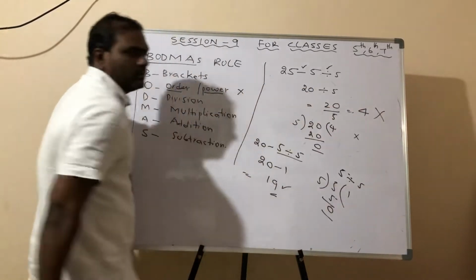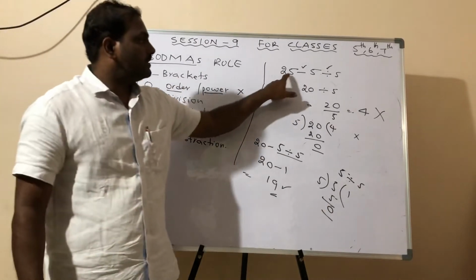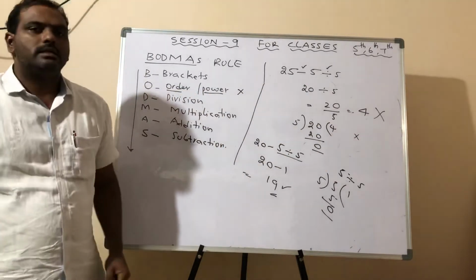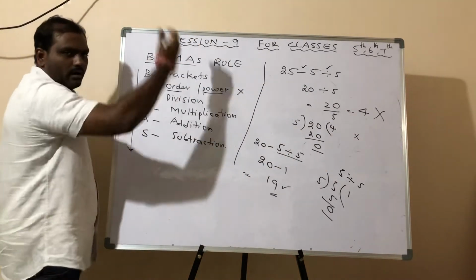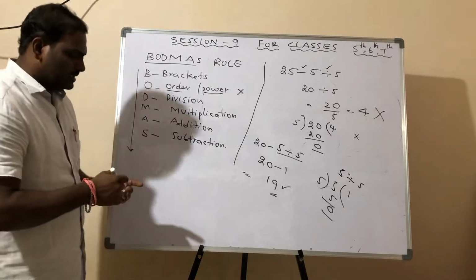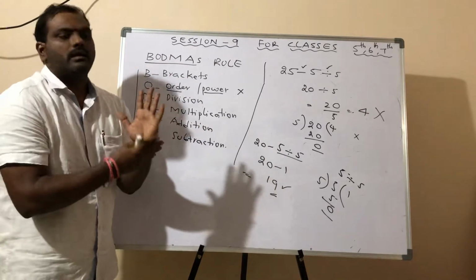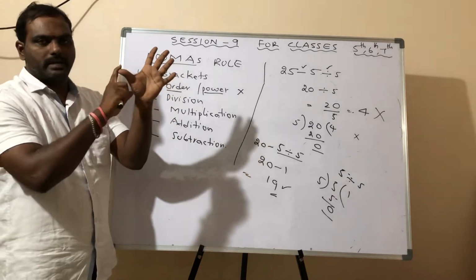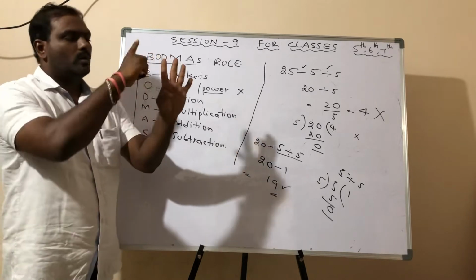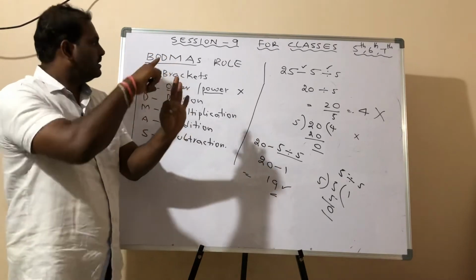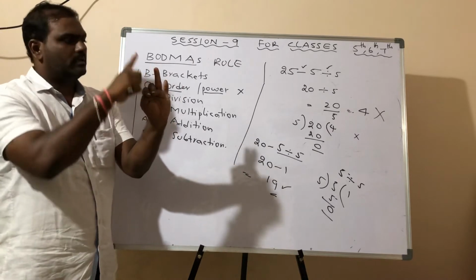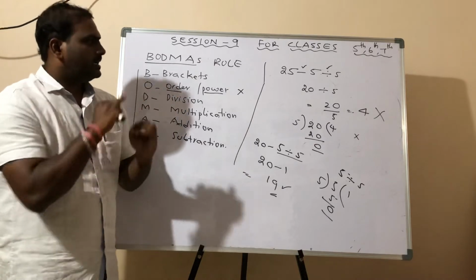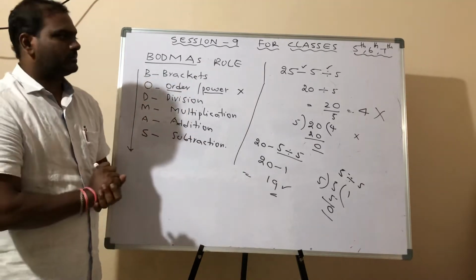4 is wrong. How did you get 4? First you did 25 minus 5, 20, then 20 divided by 5 is 4. That is wrong. This is correct. So we have to follow a particular order. What is that order? Think of 6 fingers. You write on the top of your fingers: B, brackets. O, order or power. D, division. M, multiplication. A, addition. And last S, subtraction.